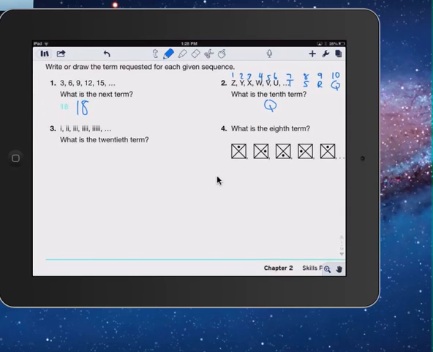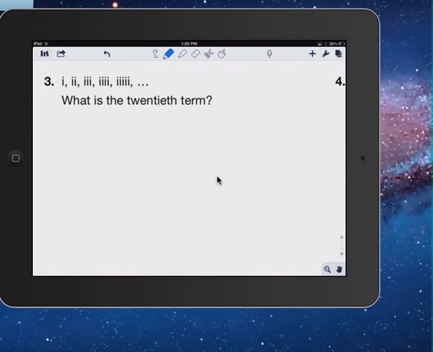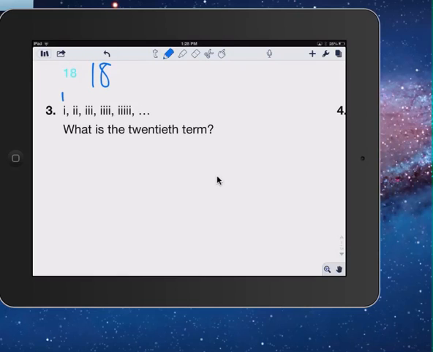Now I want you to do number 3 together. The 12th term, I would write like this: 1, 2, 3, 4, 5, 6, 7, 8, 9, 10, 11, 12. Is it supposed to be the 12th? No, it says 20th. Oh my God, 20th. It says the 20th term.